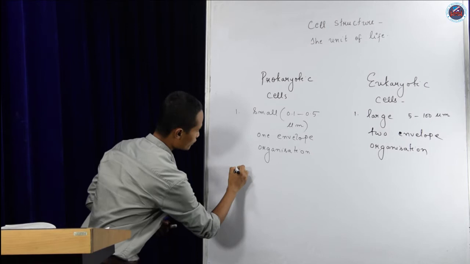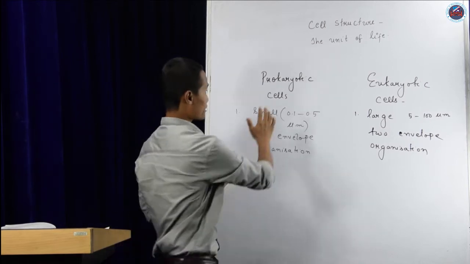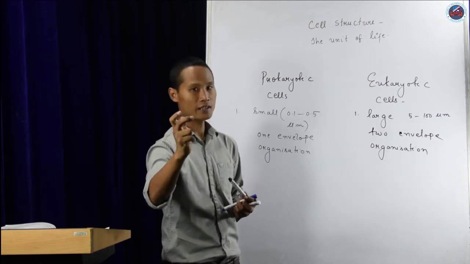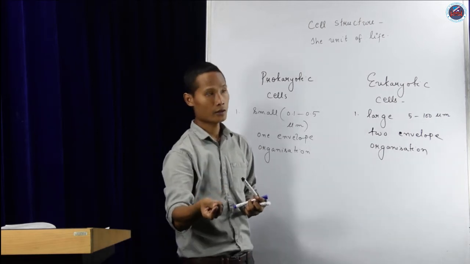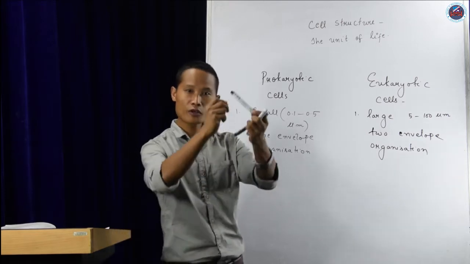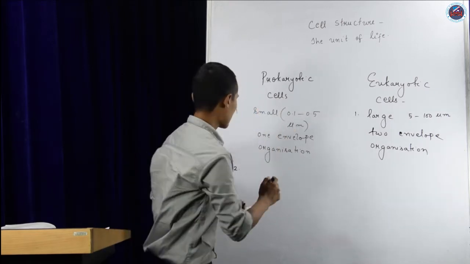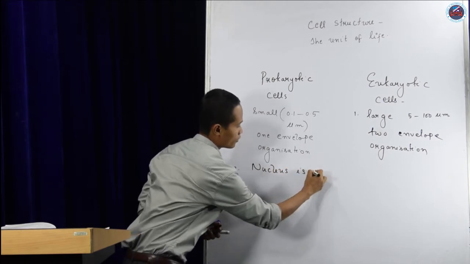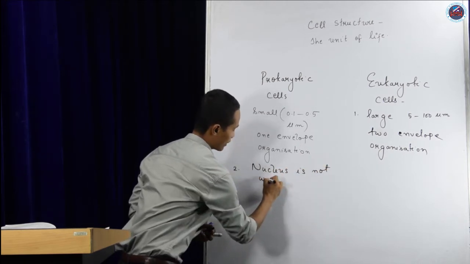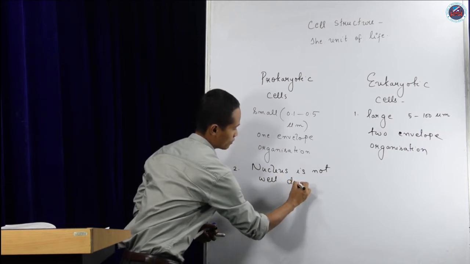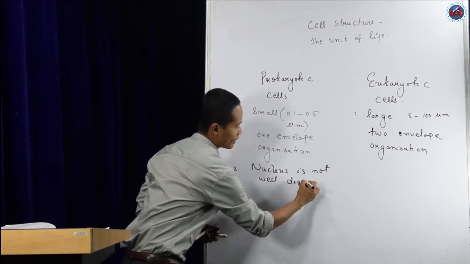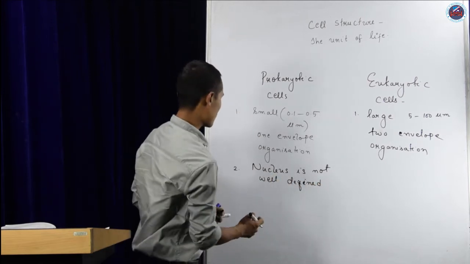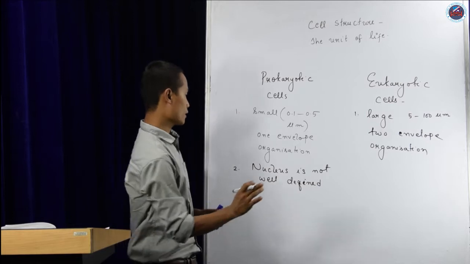Point number two, in prokaryotic cells, the nucleus is not well defined. When I say well defined, there will be no nuclear envelope. So the nucleus is not well defined. It means that it is not well organized.